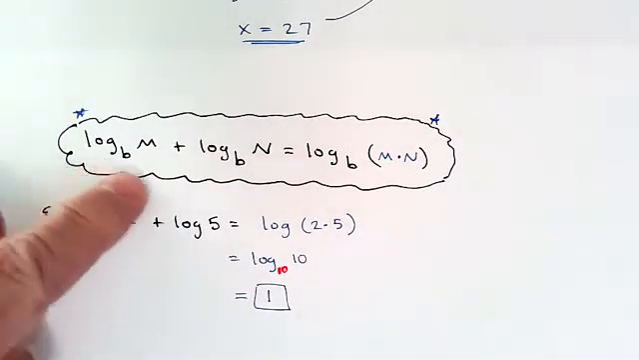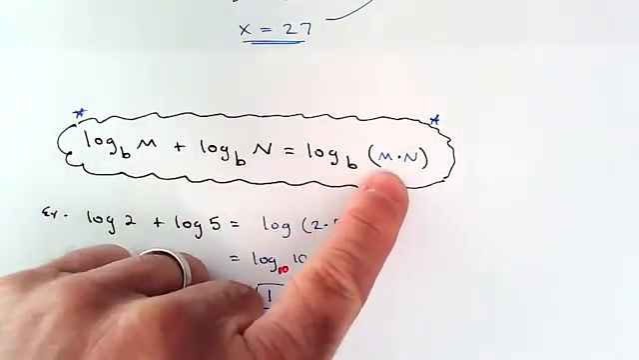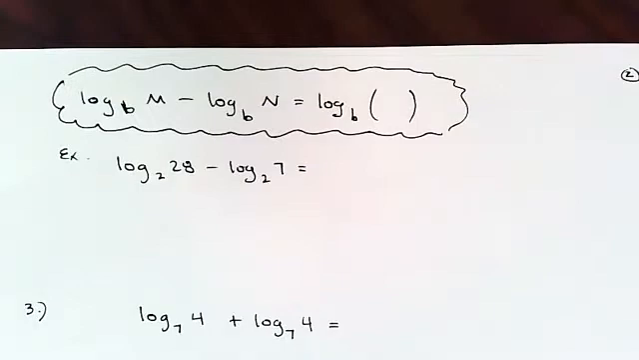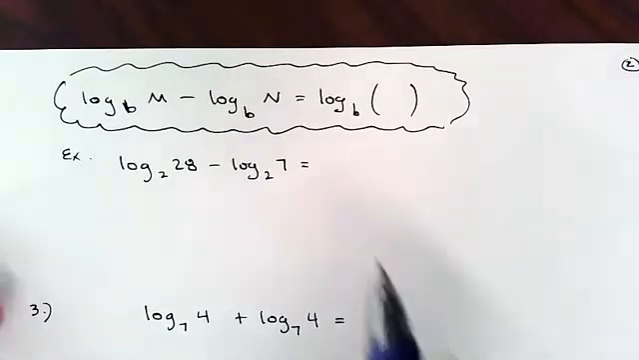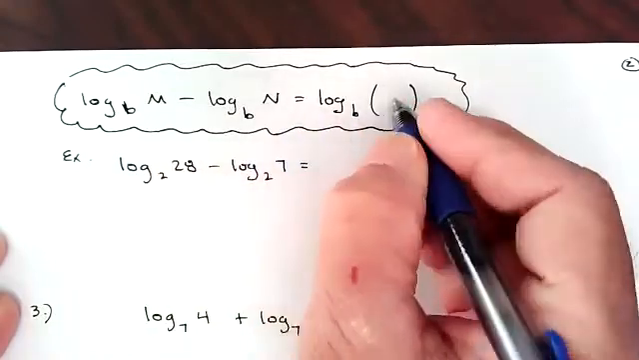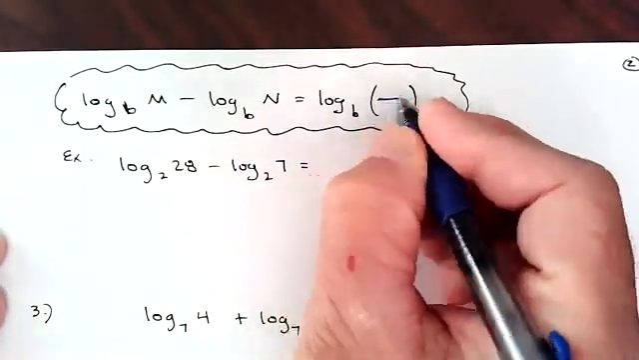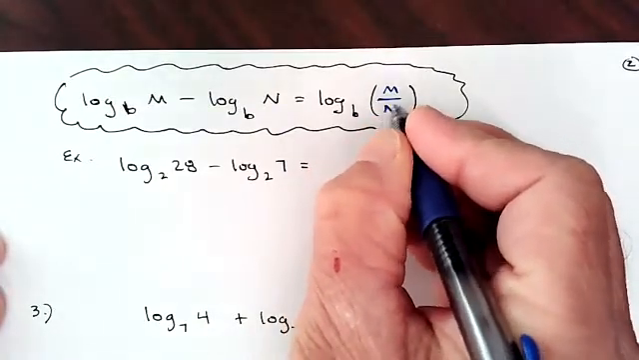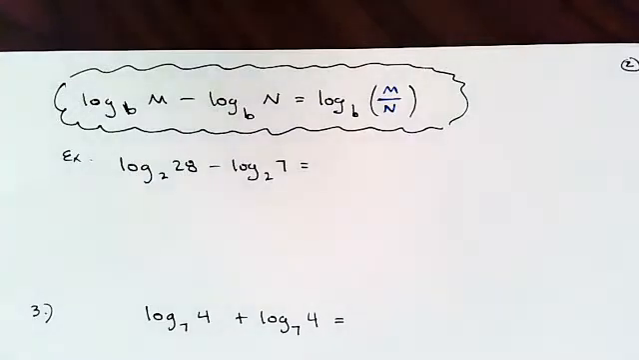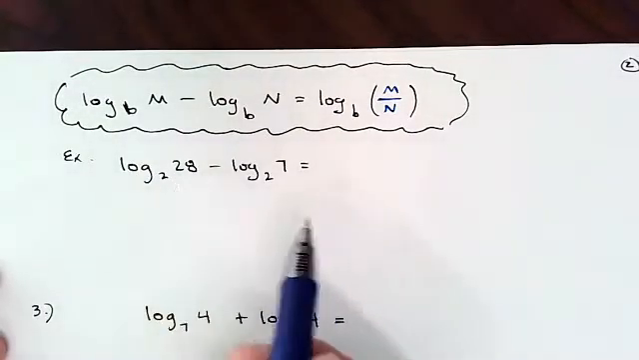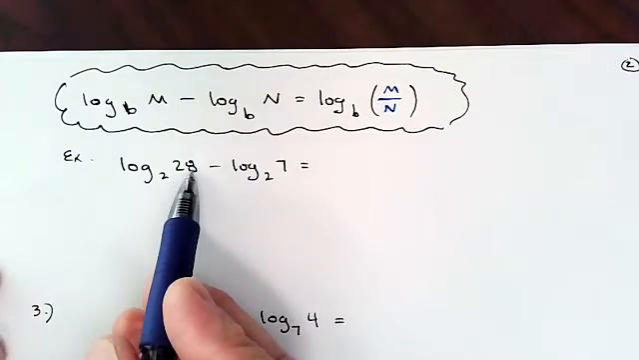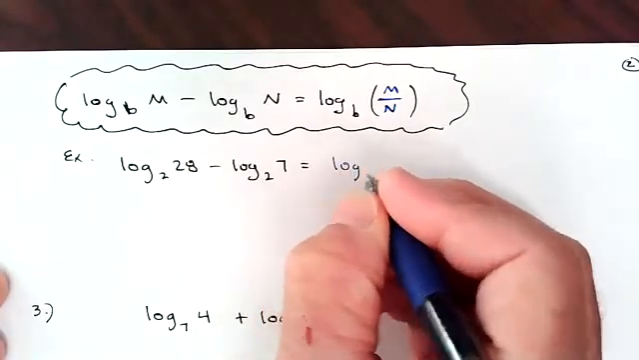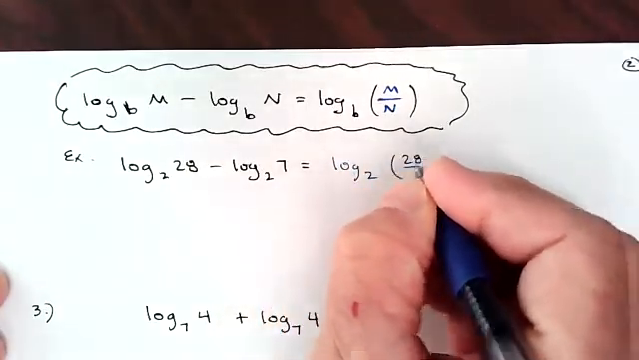All right, if you add 2 logs, it becomes a single log of the product of your 2 numbers. So what would make sense if I subtract 2 logs? I'm not going to give a proof for this one, but what would happen is it could be combined to a single log, but this time you would divide the 2 numbers. It's going to be the log base b of m over n. So for example, if I took the log base 2 of 28 minus the log base 2 of 7, according to this would equal the log base 2 of 28 over 7.